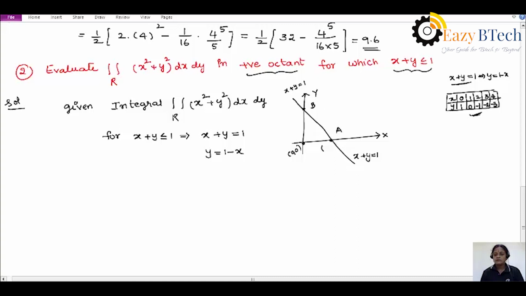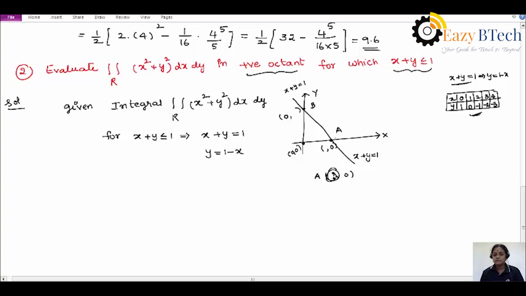Point A is on the x-axis. On the x-axis the value of y is 0. Point B is on the y-axis. On the y-axis the value of x is 0. See here, to get the value at point A on the x-axis, the value of y is 0. We need to find out the value of x here. So how can we find it out?